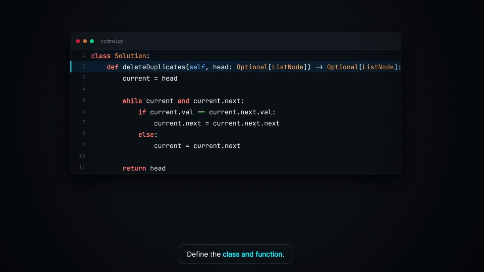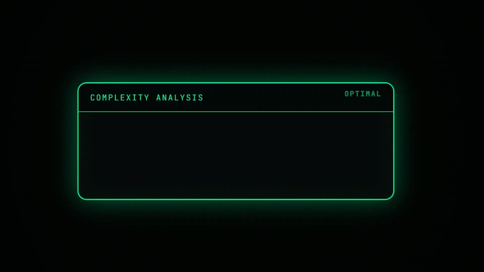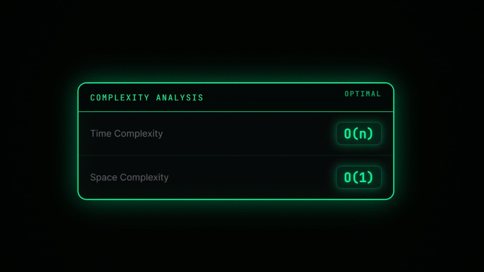We define the class and function. We initialize current to head. Traverse while current and current.next exist. Check if current value equals next value. If they match, skip the next node. Otherwise, move forward. Finally, return the head. That's it. Simple. Efficient. And interview ready. One traversal only. O of n time. And O of 1 extra space. This is the best possible solution.